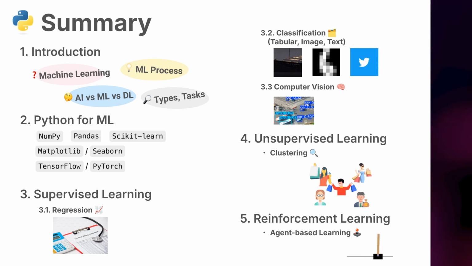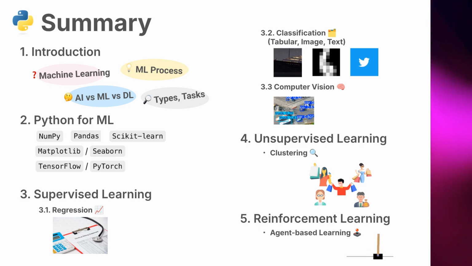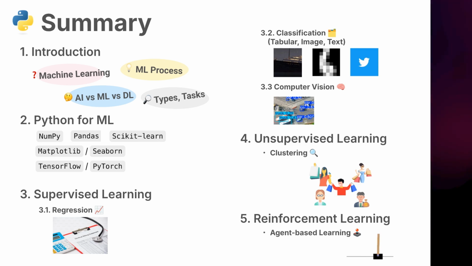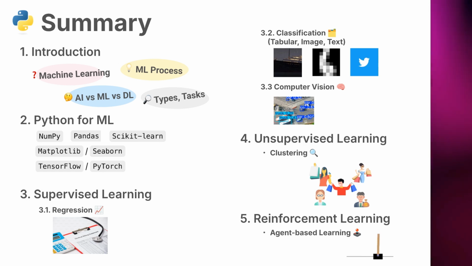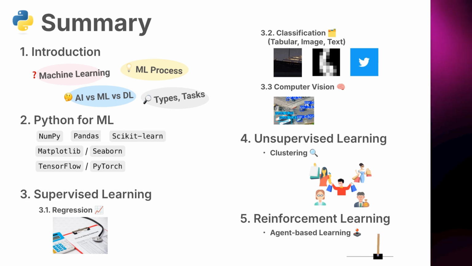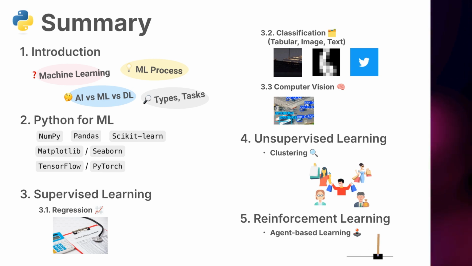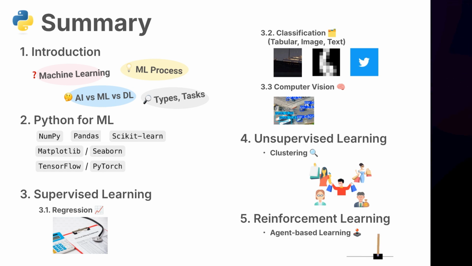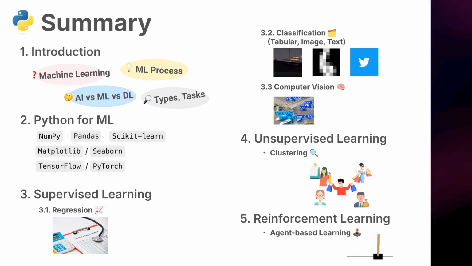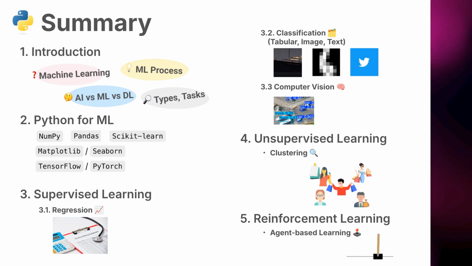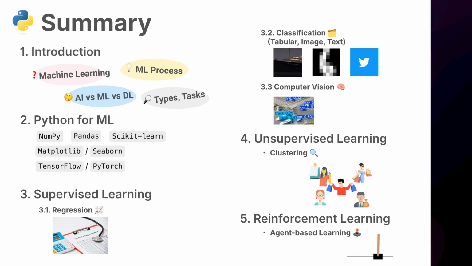The second one is handwritten digit classification with image data. We use CNN to classify handwritten digits from image data. The third one is Twitter sentiment analysis with text data. We applied NLP techniques to classify tweets as positive, negative, or neutral. We also learned computer vision, explored how machines process images and videos. The task was vehicle detection. We trained a custom YOLO V8 model to detect and classify vehicles, cars and trucks, in drone footage.